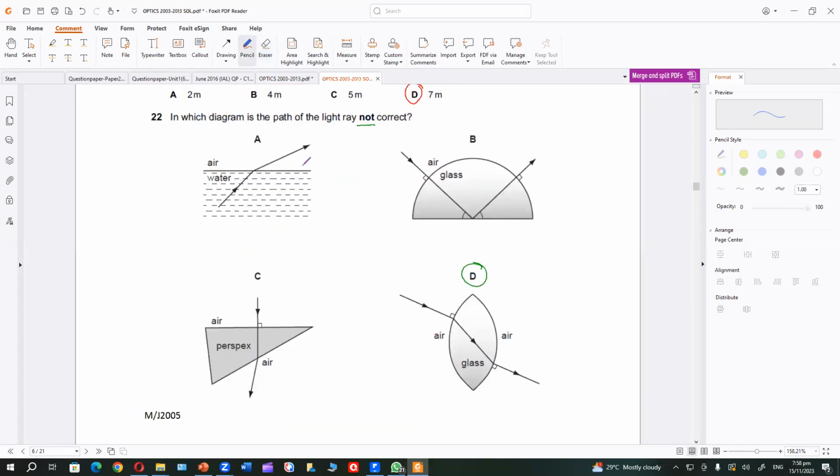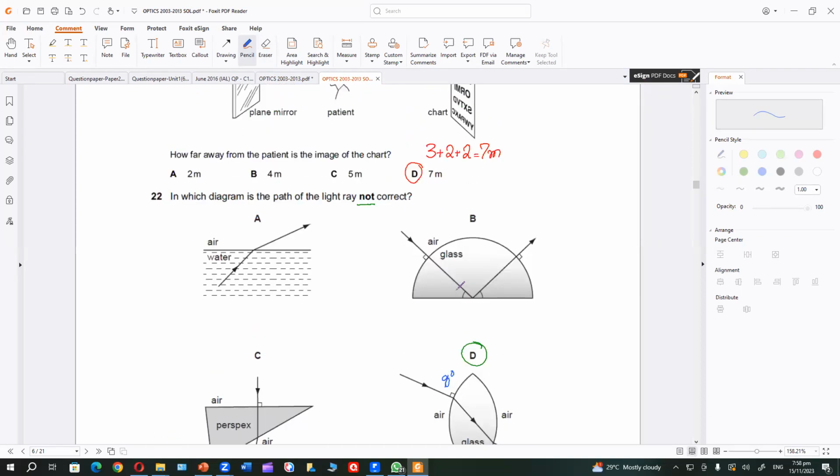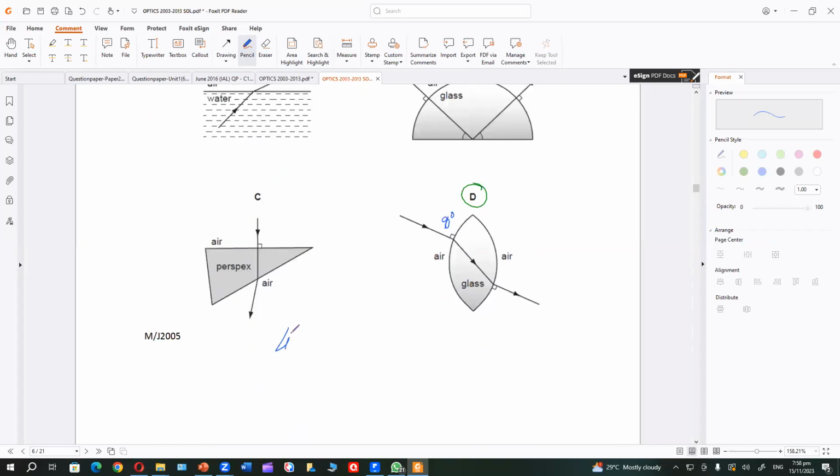He says not correct. So why is D the answer? Light is entering here at 90 degrees. What is the concept? The concept says light does not bend when it enters a medium at 90 degrees. So look at this working.